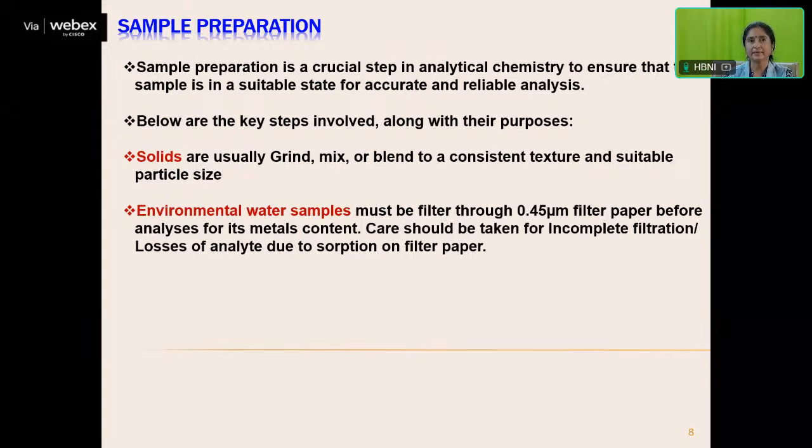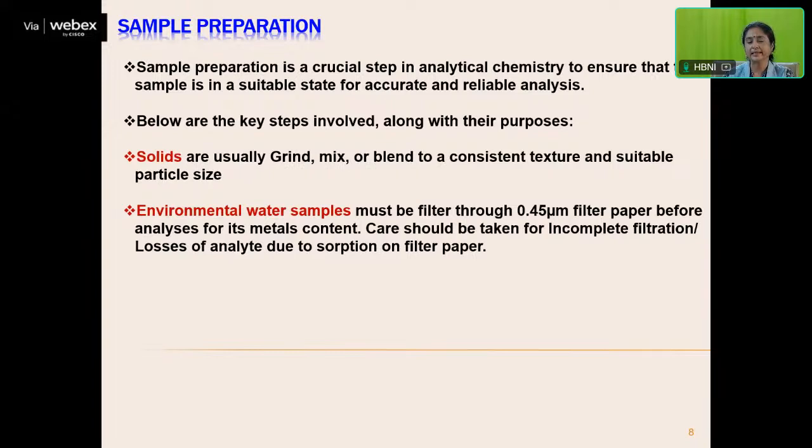So whatever may be the sample, there will be a bit of preparation needed when you want to use some technique where you are going to analyze that. So depending on the technique, you need to prepare your sample. So this is technique based. Some techniques may take solid sample directly, but most of the techniques accept solution samples. So you have to prepare the sample.